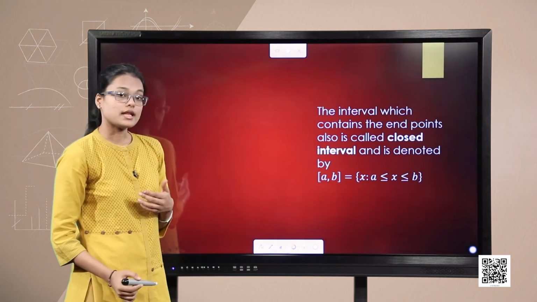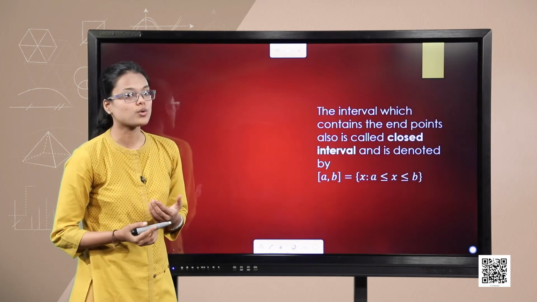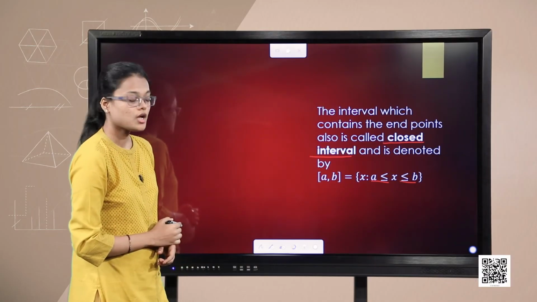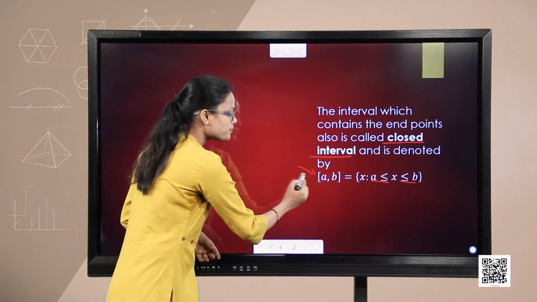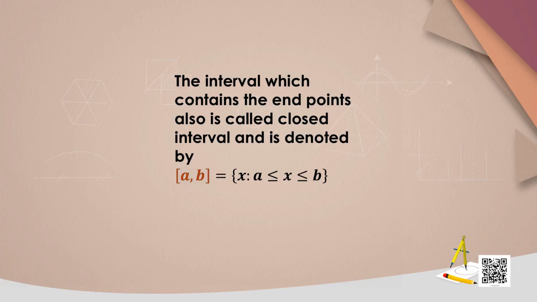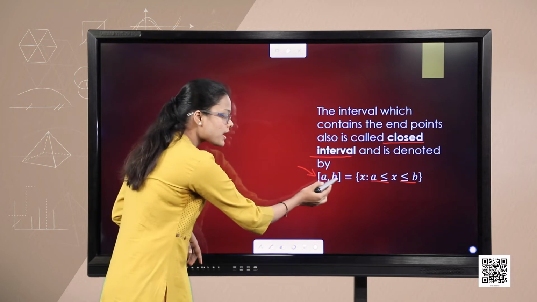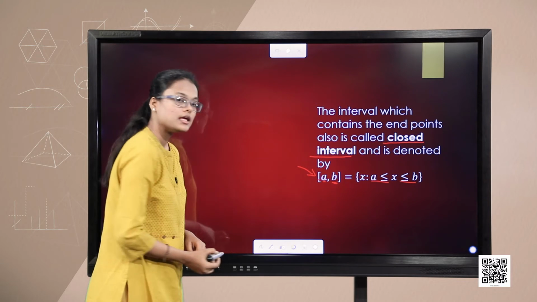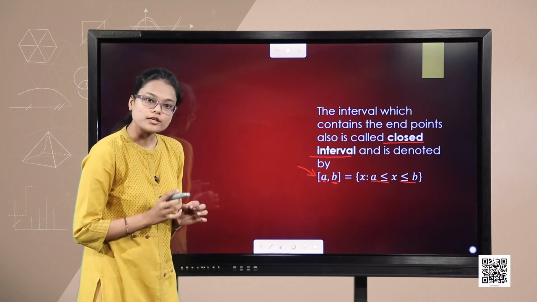Now, the next type is the closed interval. When we include the endpoints, then the set becomes a closed interval. Students, observe the notation. Here, the brackets are changed into square brackets. The square bracket represents that the endpoints a and b in the interval are included.